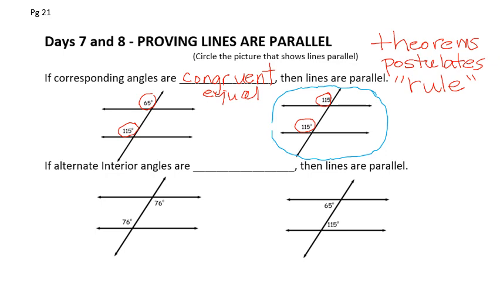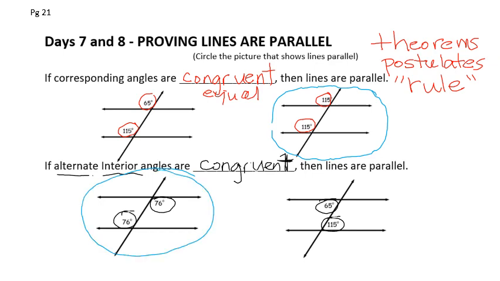Now, what if we talk about alternate interior angles? The rule there says that if alternate interior angles are congruent, then the lines are parallel. So here we have alternate interior. Which one has alternate interiors where they're the same amount? And this one does. Now the important thing before we move further down into your packet, and this is, by the way, page 22, I think.